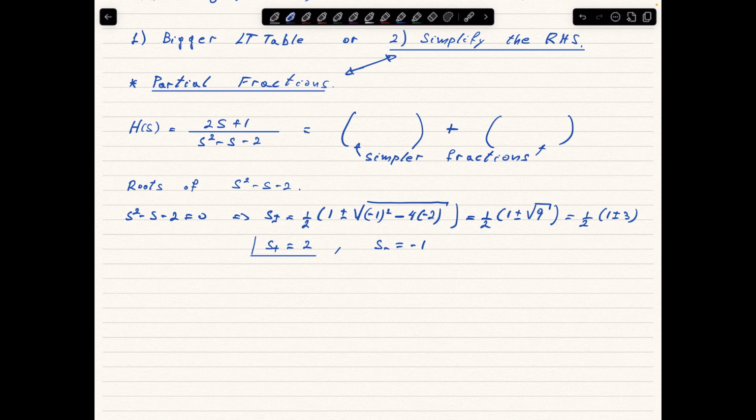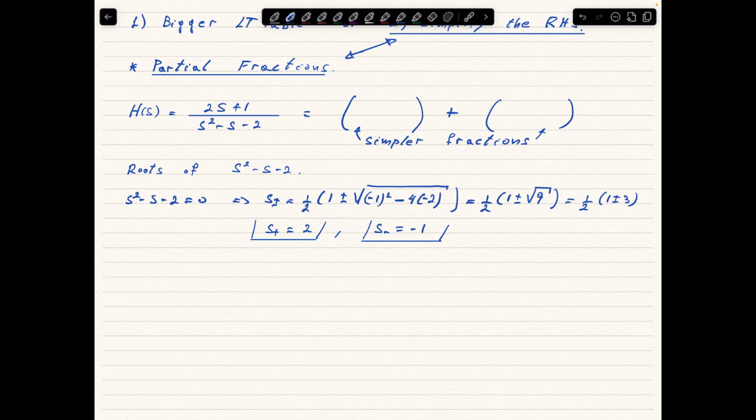We have two roots. And knowing that these are two different and real roots allows us to write the function H of s in the form (s plus 1) over (s minus 2), because 2 is a root, times (s plus 1), because negative 1 is a root. And now, when we have the function written in this way, it's simple to see by trial and error that this is actually a sum of two simpler fractions.